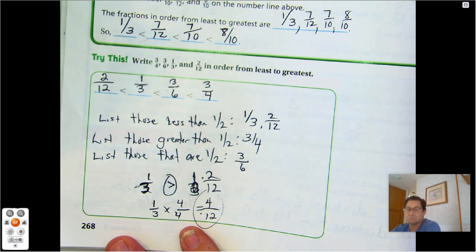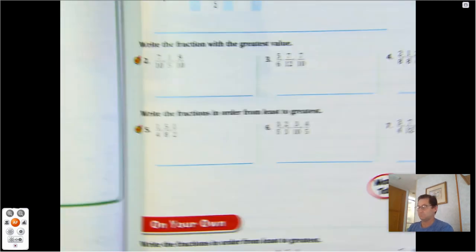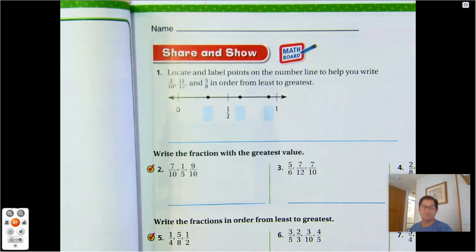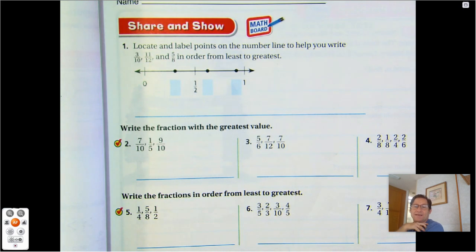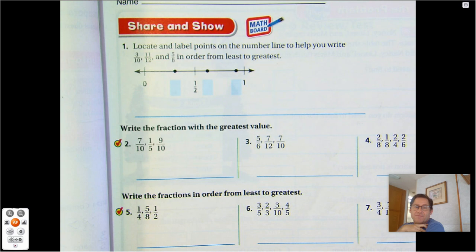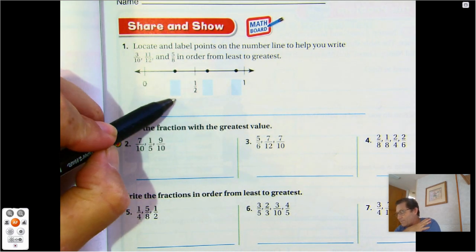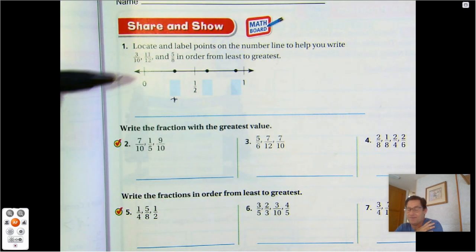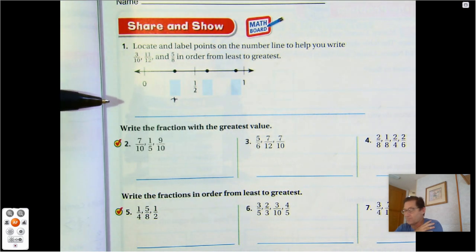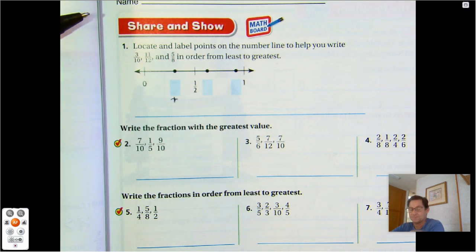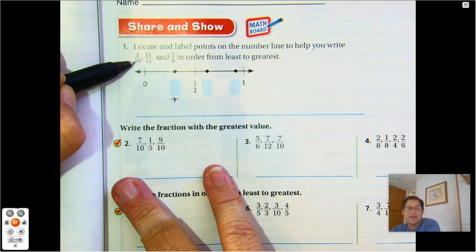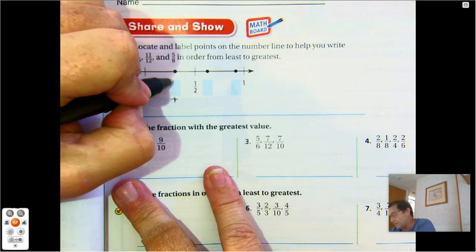Okay. 269, number 1. Locate and label the points on the number line to help you write 3/10, 11/12, and 5/8. Okay, so the number line is giving us a clue. One of the fractions is less than 1/2, and 2 of them are larger. Well, which one's less than 1/2? Half of 10 is 5. Okay, so that one's less than 1/2.